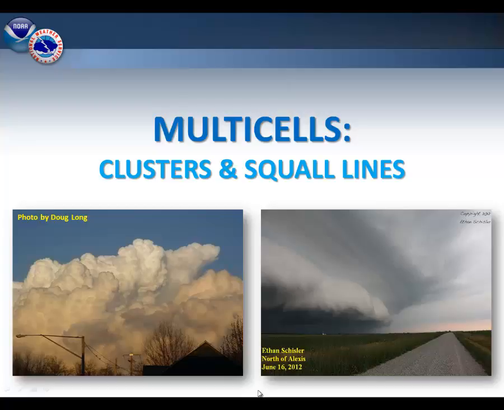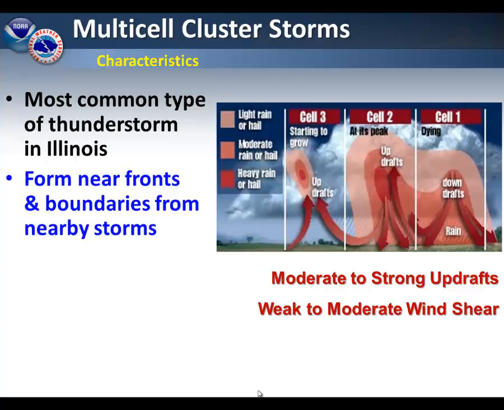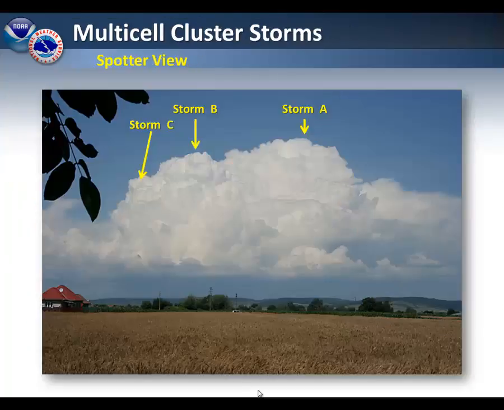In this part of our training, we will discuss multicells, clusters, and squall lines. Multicell cluster storms are the most common type of thunderstorm we have here in Illinois. They produce moderate to strong updrafts and weak to moderate shear. They form near fronts and boundaries from nearby storms. They can produce heavy rain and hail, as well as downburst winds and weak tornadoes.